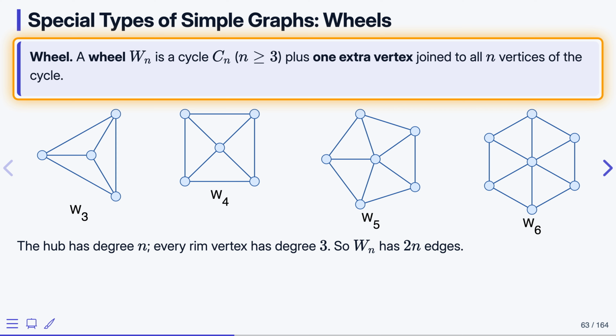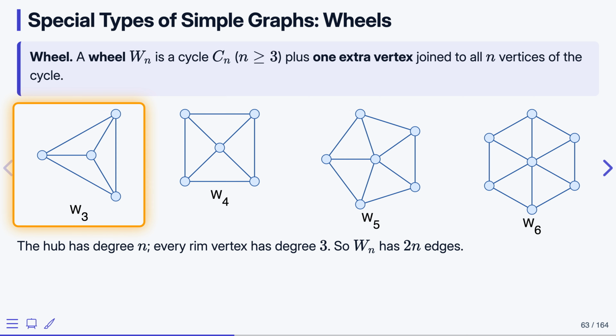The next family is the wheel. A wheel Wn starts from a cycle Cn, and then we add one new vertex in the middle, and we join this middle vertex to every vertex on the cycle. It looks like a wheel with spokes. You see W3 up to W6 here, each one a ring with a hub in the center.